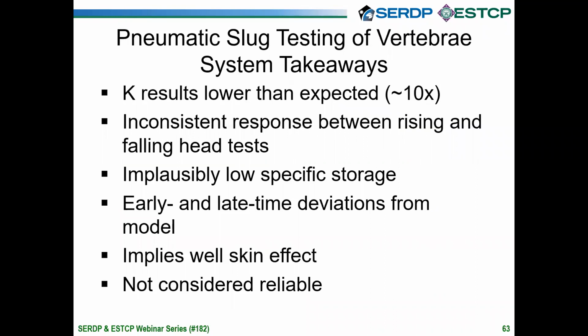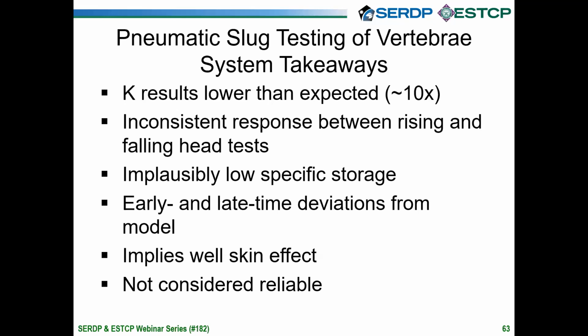There are some key takeaways overall from the pneumatic slug testing. First, the hydraulic conductivity results were more than an order of magnitude lower than expected for essentially every test. Also, the interpreted specific storage values were really low, really implausible. And as you saw on the previous slide, there were significant deviations between the observed data and the characteristics of the model. So overall, this implies there are some important assumption violations, and most likely we're seeing well skin effects that are reducing the hydraulic connectivity between the screens and the aquifer.